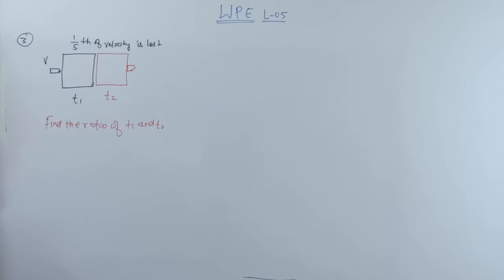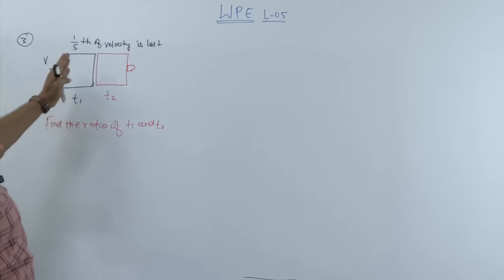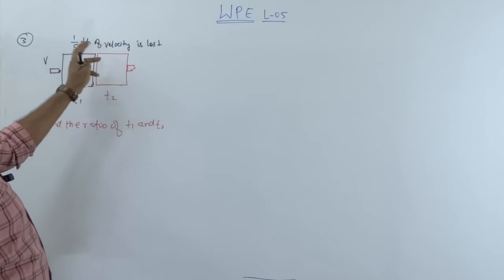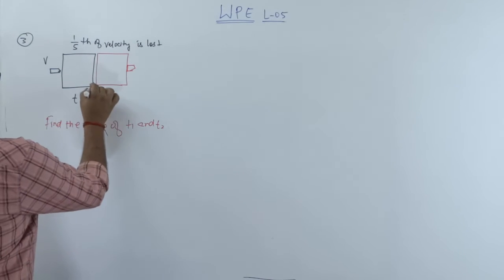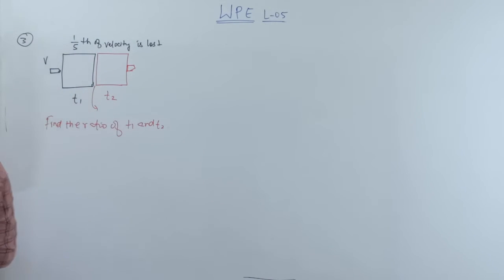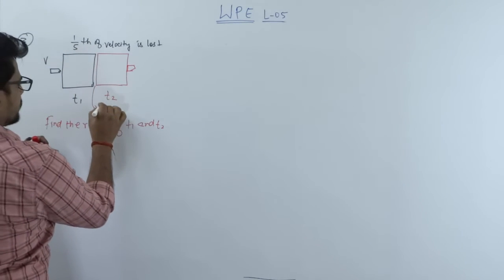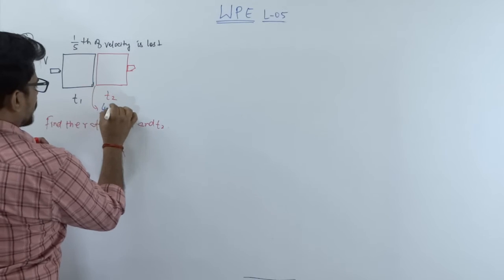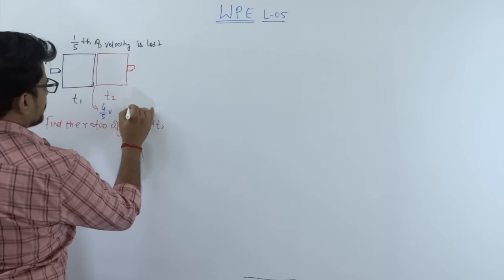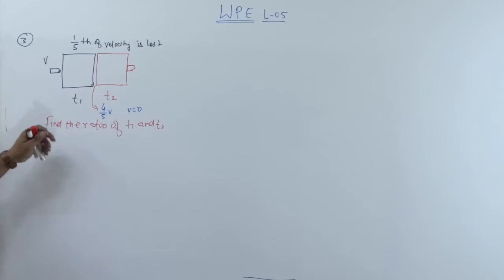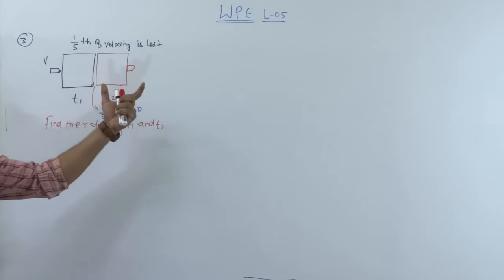Let's say the velocity is v, and when it crossed and when it entered this block, उसका velocity कितना हो जाएगा जी? At this point the velocity should be 4/5, है ना? Because it has lost 1/5 of the velocity, so here velocity should be 4/5 of v, and when it comes out the velocity is 0. So there is a loss of energy, right?